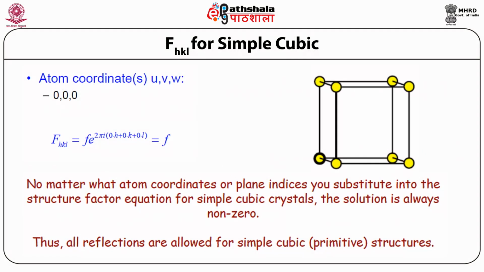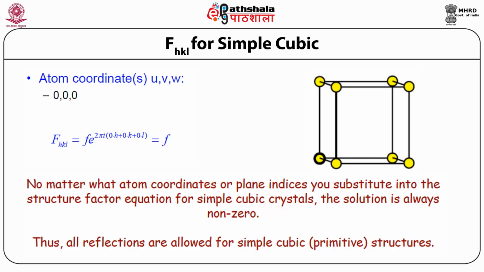F(HKL) of a simple cubic lattice. Here is an example in front of us. We have a simple cubic lattice, as you can see on the right-hand side, and we have calculated its structure factor. The atomic coordinates are shown as 0 0 0. Though the diagram shows 8 atoms at the corners, we are talking about the coordinate of just one atom, because if you ask how many atoms per unit cell exist in a simple cubic lattice, the answer is 1.